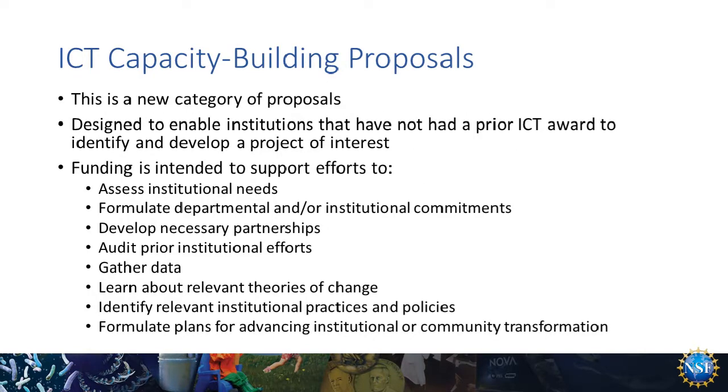A new feature in this track is the capacity building level. So this is a new category of proposals, and this is really geared toward institutions that have not had prior funding through the ICT track. So we're hoping to enable institutions that are interested in undergoing this type of transformative effort to help identify and develop a project. Funding that is received through the capacity building tier could be used for things like assessing institutional needs to help formulate departmental or institutional commitments to the project, to really develop the necessary partnerships, to really gather data on prior institutional efforts and to understand things that have worked and perhaps things that have not in those prior efforts.